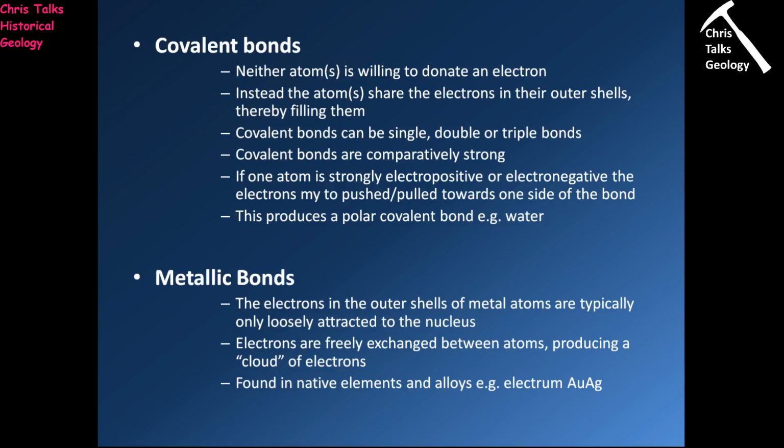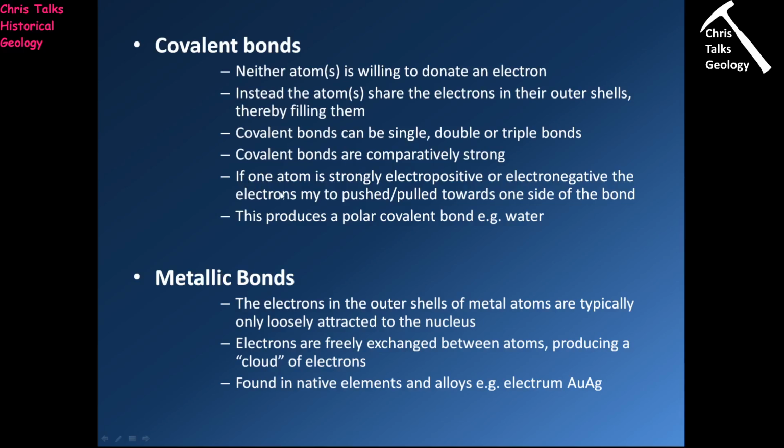So covalent bonds can be single, double or triple, depending on how many electrons are being exchanged. One electron is single, two electrons is double, three electrons is triple. And covalent bonds are comparatively strong, because once these atoms essentially lock themselves into each other and begin sharing electrons, well, that's a very difficult thing to split apart. And so covalent bonds are surprisingly robust. So minerals that contain covalent bonds are not going to be easily broken down.